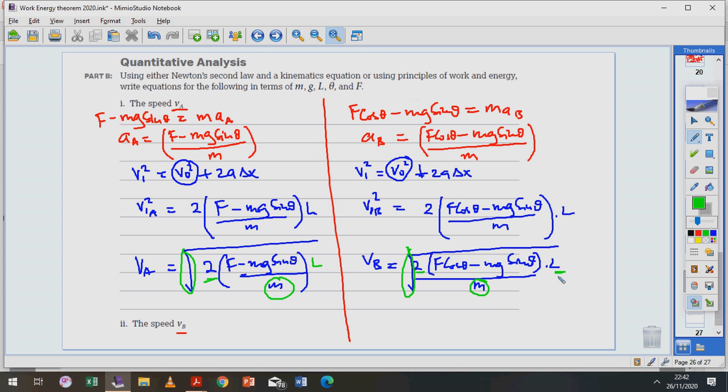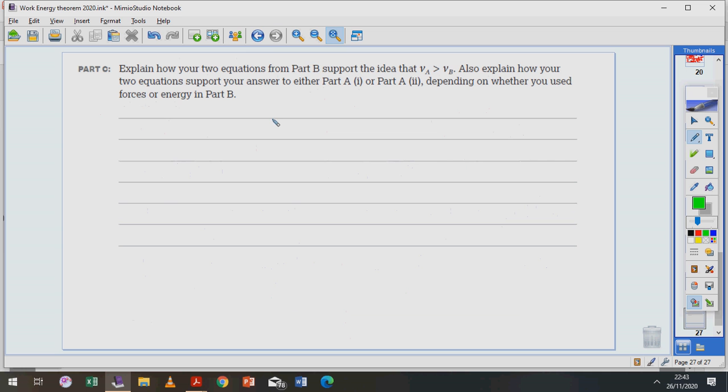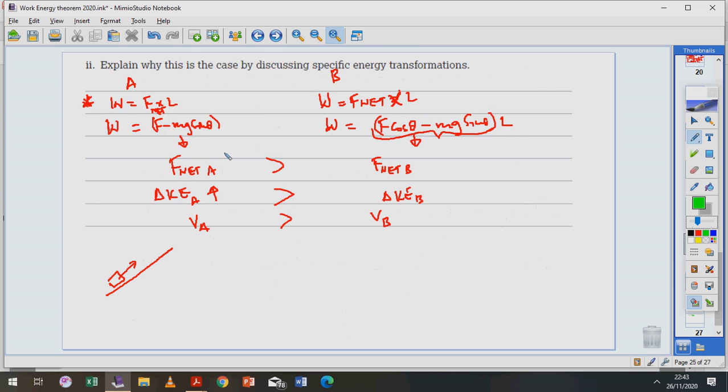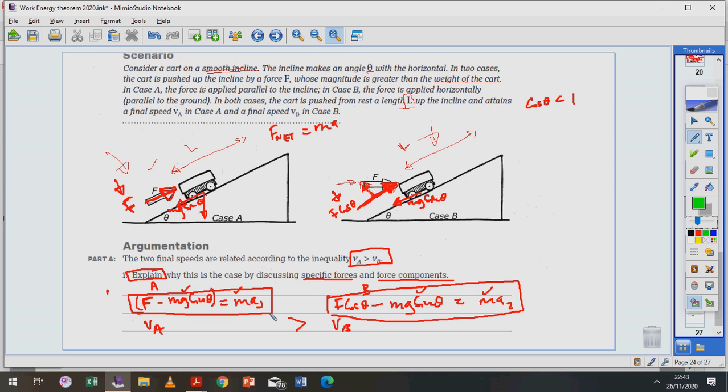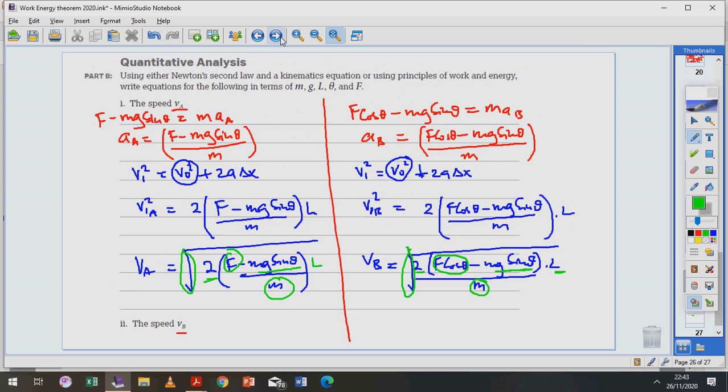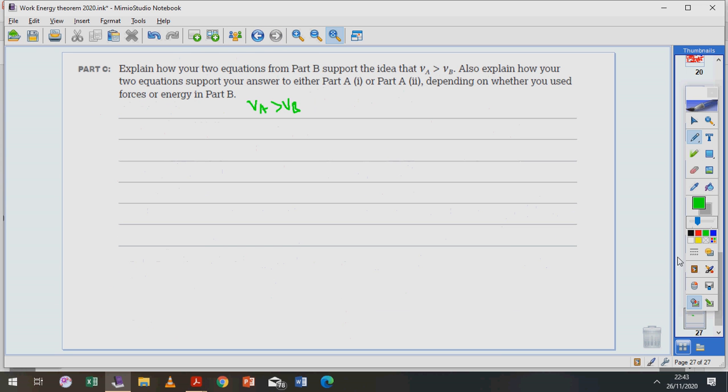So the only thing that's different, because I still am subtracting mg sine theta in both, is that the only thing affecting the speed is this component F cos theta versus F, and that supports all of my arguments, because according to that my VA will be greater than VB, which supports my argument in this part 2, which supports my argument in this part 1. So yeah, you can put that in normal words and explain it that way. Hope that helps.